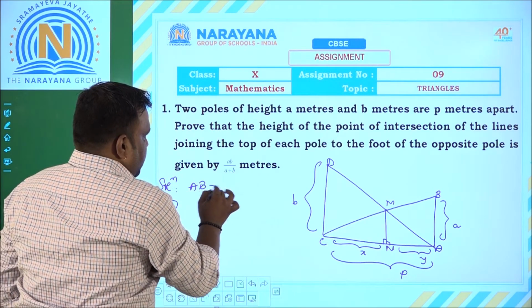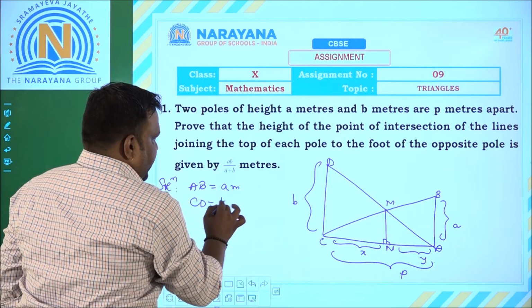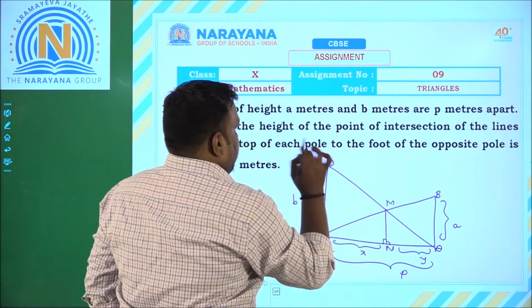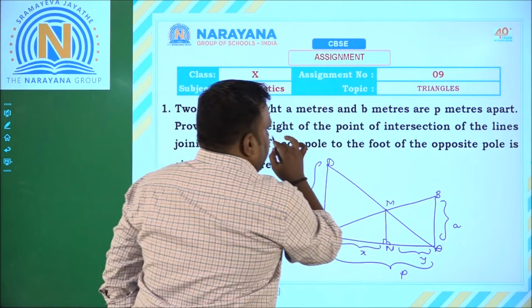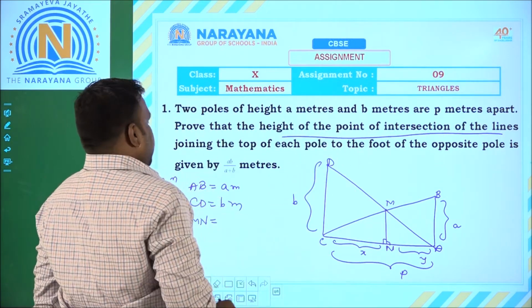AB is equal to the first pole, that is A meters, and CD is equal to B meters. MN is the height of the point of intersection. What do I have to find here? Prove that the height of the point of intersection of the lines joining the top of each pole to the foot of the opposite pole.